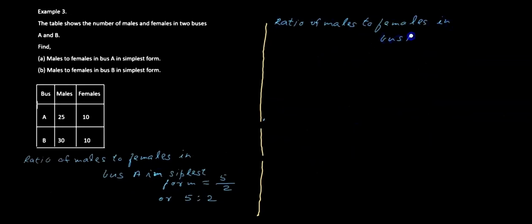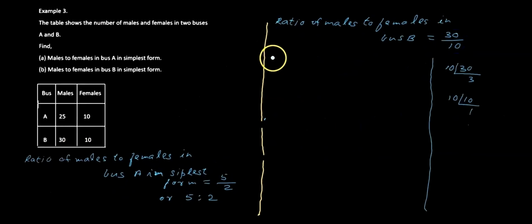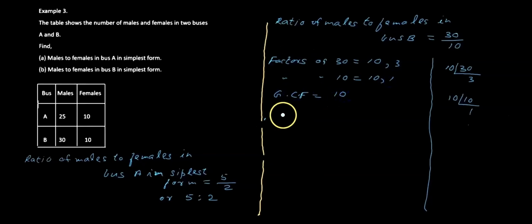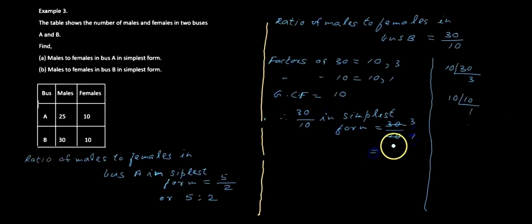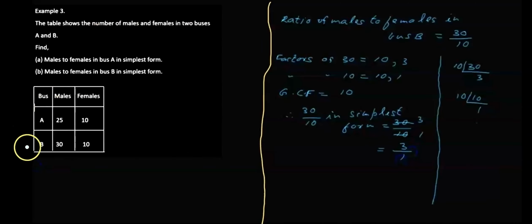Ratio of males to females in bus B is 30 to 10. As in the previous ratio, we find the GCF of both 30 and 10. It is equal to 10. By dividing the numerator and the denominator of 30 over 10 by 10, we get 3 to 1, which is the ratio of males to females in bus B in simplest form.